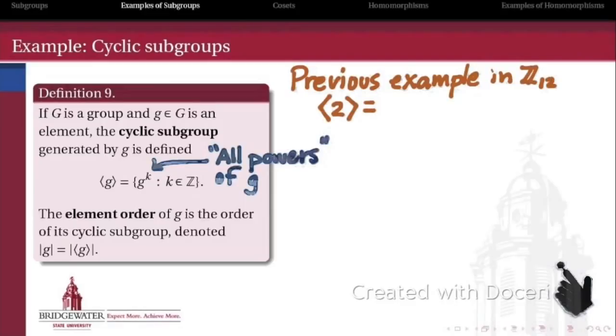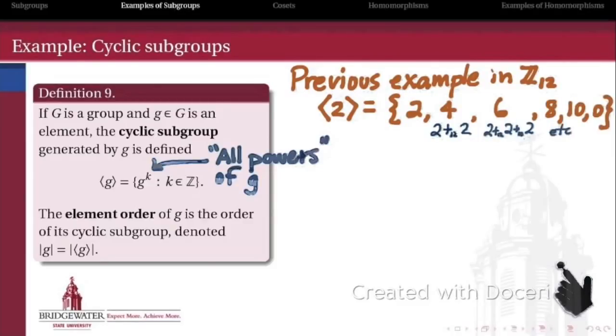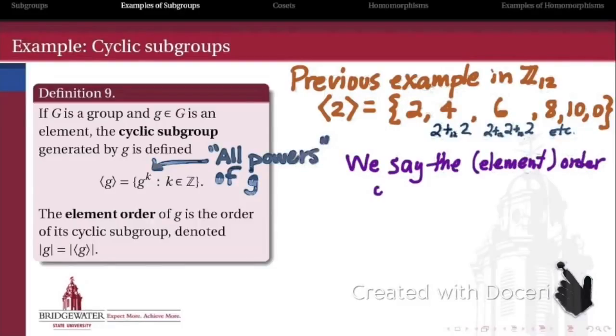We would call it the cyclic subgroup generated by 2. So it consists of 2, 2 to the power 2, which again, because power here means in the additive group is adding it to itself, gives us 4. 2 added to itself 3 times, 4 times, 5 times. Then when we added 2 to itself 6 times, we got 0. So we would say that the so-called element order of the number 2 in the additive group of integers modulo 12 is equal to 6.